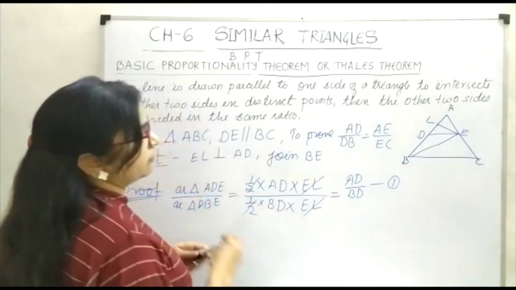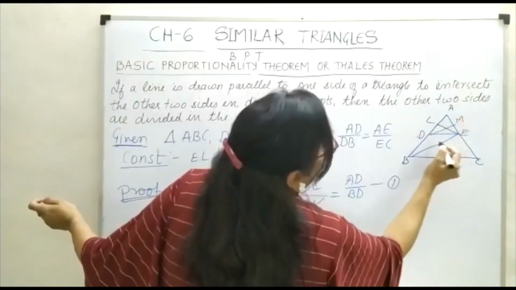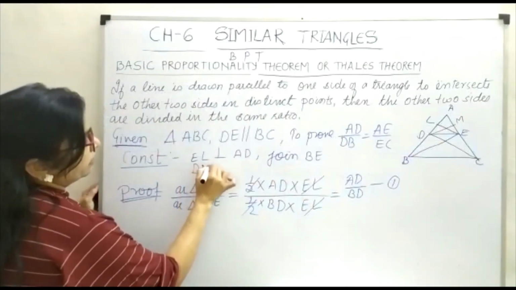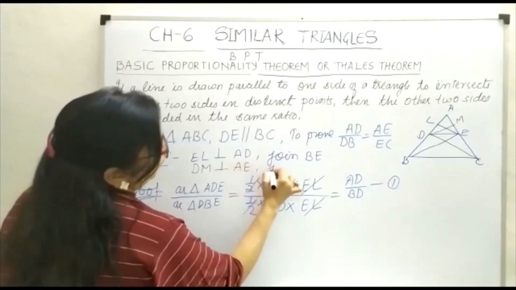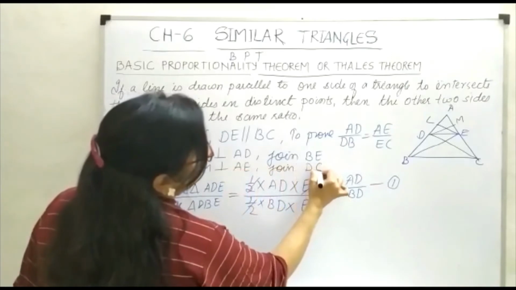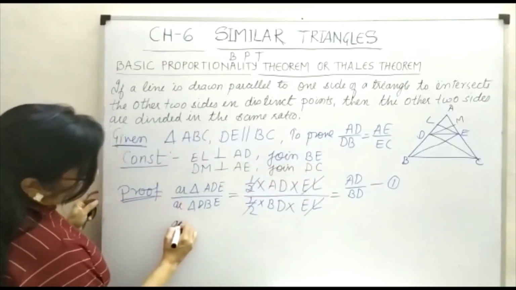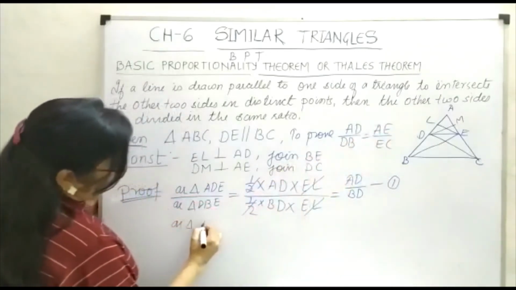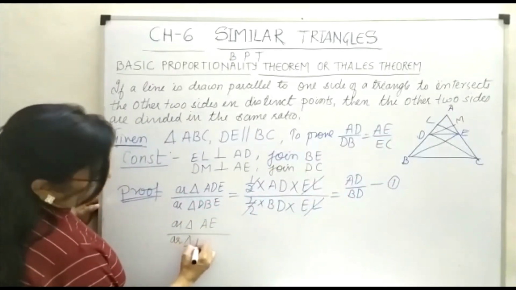Let us see the second half, that is this one. This is DM. You can see here we are drawing this DM perpendicular to AE, and join DC. Once again we will take area of triangle ADE upon area of triangle EC.